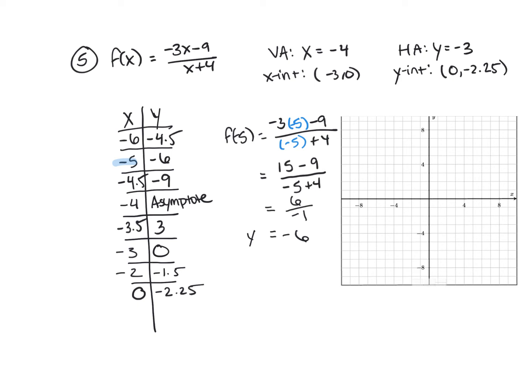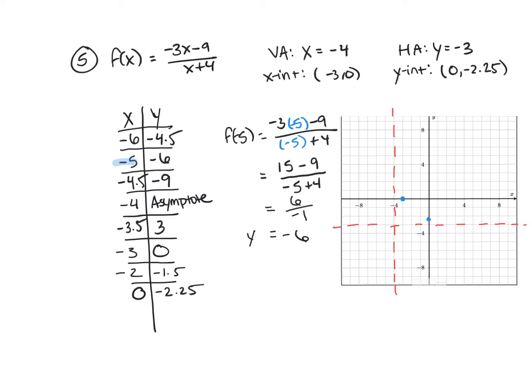So I'm just going to graph what I know, starting with my asymptotes. Remember, we do our asymptotes with a dashed line. When x is equal to negative 4, it's going to be a vertical dashed line. And then our horizontal asymptote is when y is equal to negative 3. It's a horizontal line. We have our asymptotes. You can also mark in your x-intercept and your y-intercept at this time.